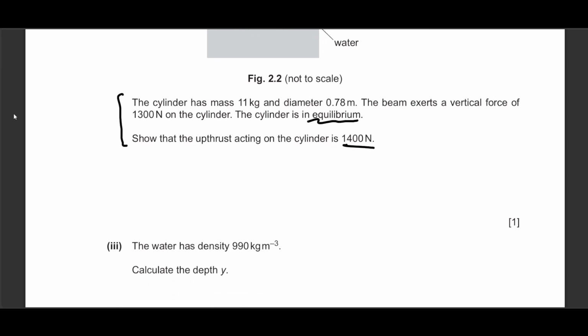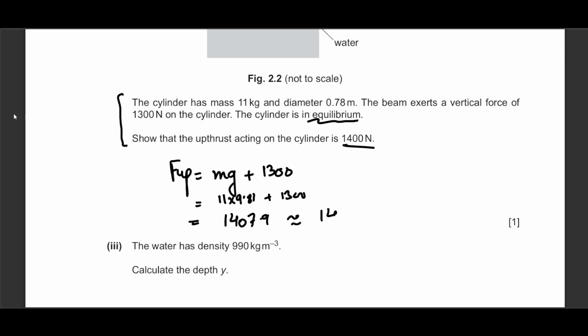By this logic, we say that the upthrust must be equal to the weight of the cylinder itself, and whatever it is experiencing from the outside. So this is 11 multiplied by 9.81 plus 1300. This gives you 1407.9, which up to two significant figures becomes 1400 Newtons, and we have successfully shown what the examiner wanted us to do.